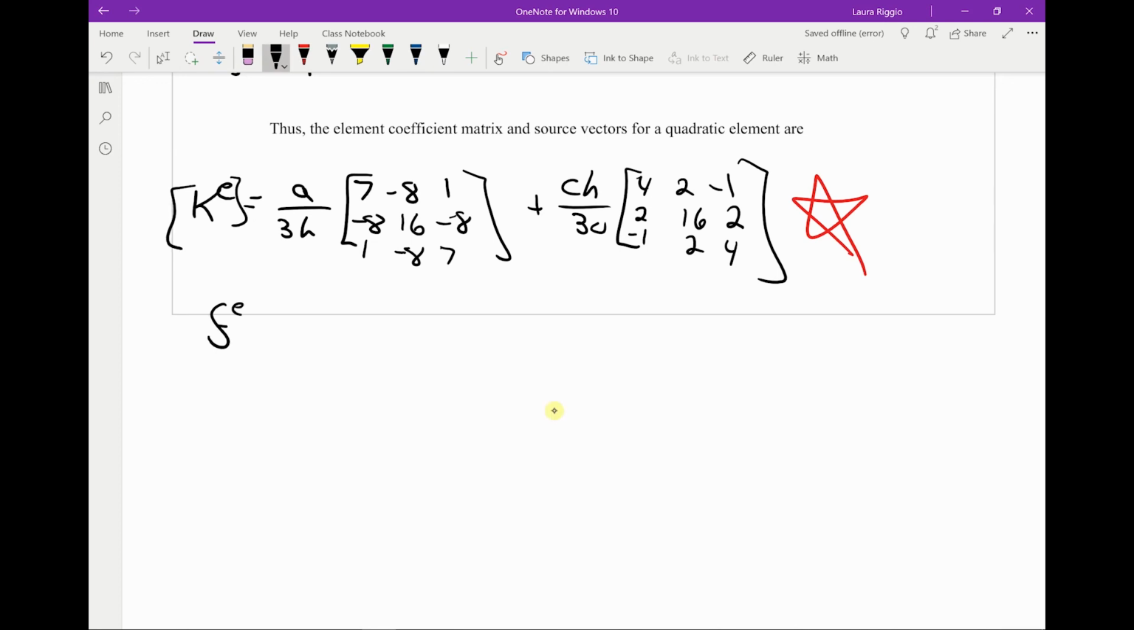And F would equal fh over 6 times [1, 4, 1]. We are one step away from solving a full problem. At this point, we have a set of algebraic equations for an element. We need to generalize it for multiple elements and put them all back together and look at their connectivity. And then we will actually go through and solve a problem.